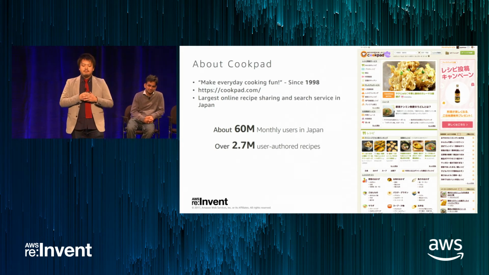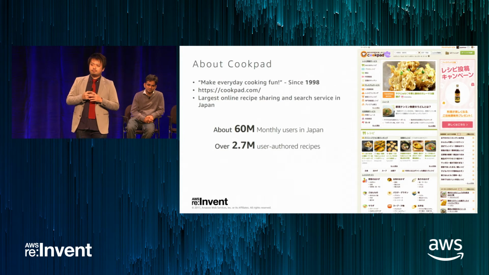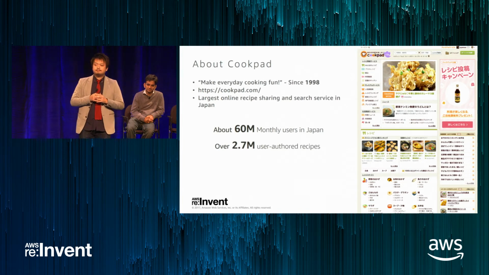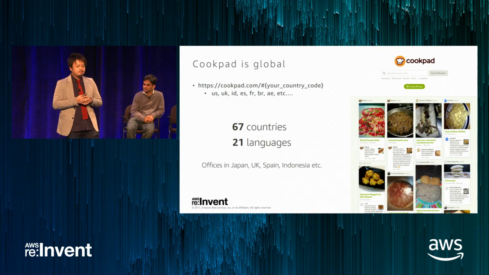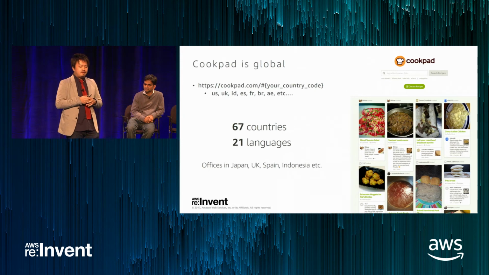Our corporate mission is make everyday cooking fun, and our services currently host over 2.7 million user-generated recipes, with about 60 million users in Japan visiting us each month. It is the largest online recipe sharing and search service in Japan. And we are global. We are operating in 67 countries and support 21 languages. For the United States, you can access our service at cookpad.com/US. We have offices in Japan and UK and Spain, Indonesia, and so on.